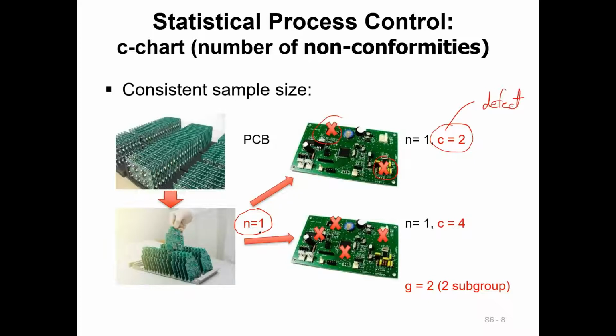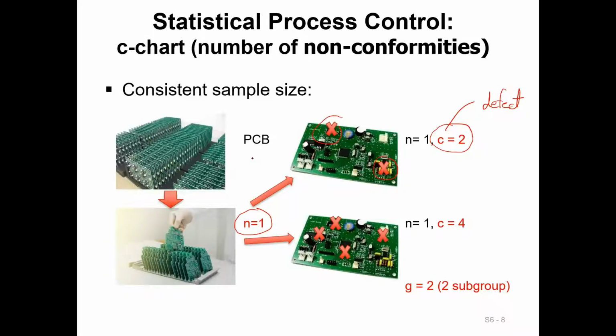And how about the second subgroup? It means the inspector goes to the PCB assembly line in the morning shift, picks up one piece of PCB, and inspects it. In the piece that he picked up, he found two defects.